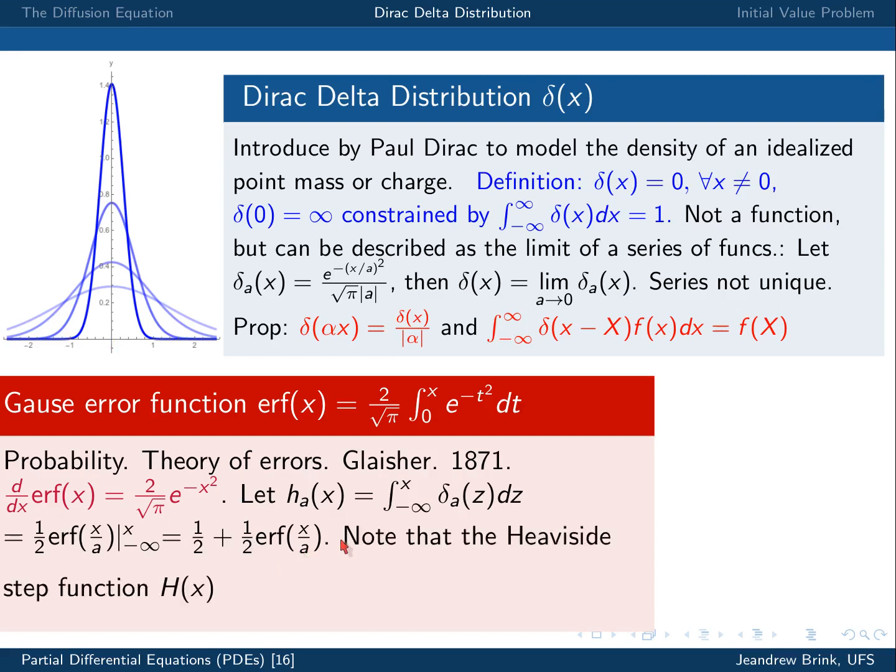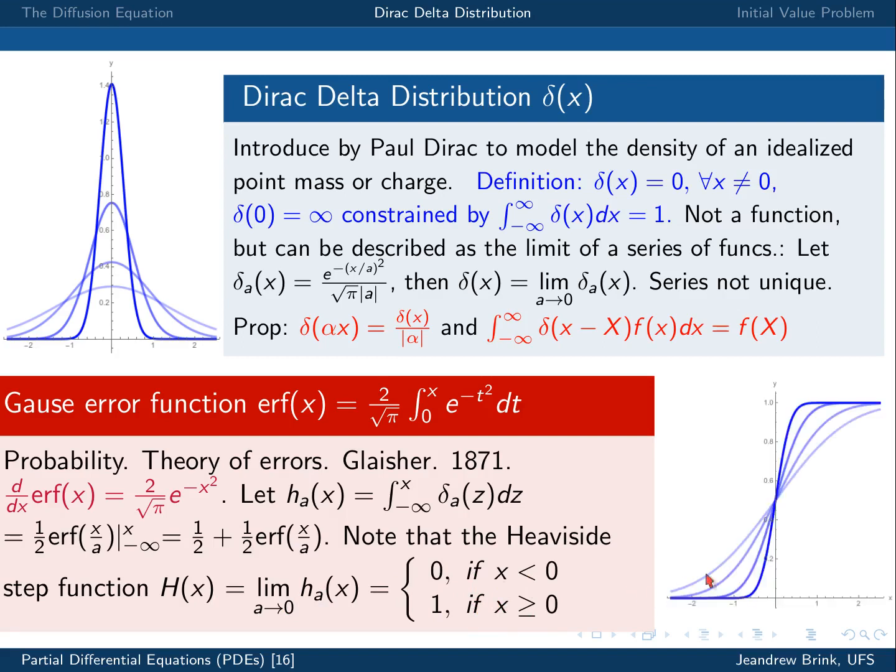Okay, another thing that's interesting to note is we've shown that the delta function is going to be given as the limit of a series of functions, the delta distribution. Similarly, the Heaviside function h of x we can also define as the limit as a goes to 0 of h_a of x. And that is just 0 if x is less than 0 and 1 if x is greater than or equal to 0.